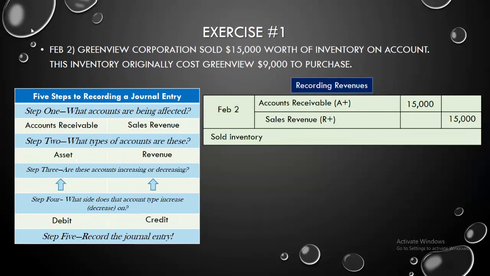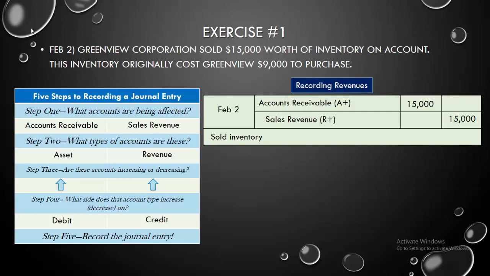In journal entry number 2, Greenview Corporation is going to sell $15,000 worth of inventory, and they're going to do so on account. And this inventory originally cost Greenview $9,000 to purchase it. So whenever you make a sale, it's going to require two journal entries. One which is going to record the revenues, and the other one that's going to record the expenses. So let's start with the revenues.